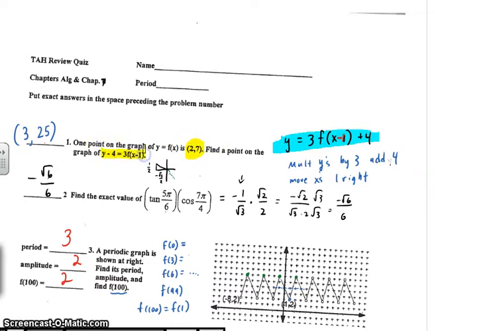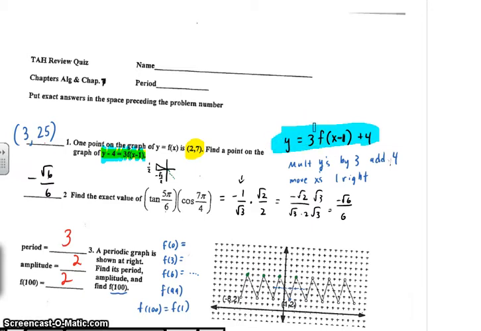First problem, we're given a point on the graph of f of x, and we're given another graph that's related to f of x in some way. Now the first thing that I did was I took this equation and I rewrote it. I added 4 to both sides and I got this. Just makes it a little bit easier to tell what's going on.